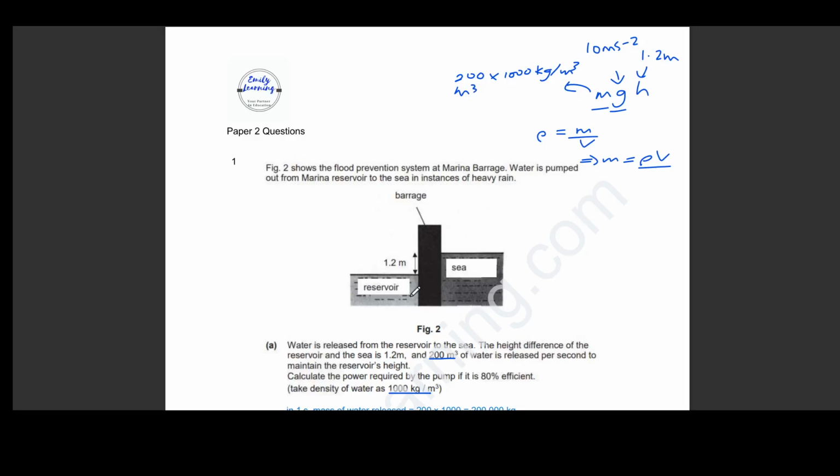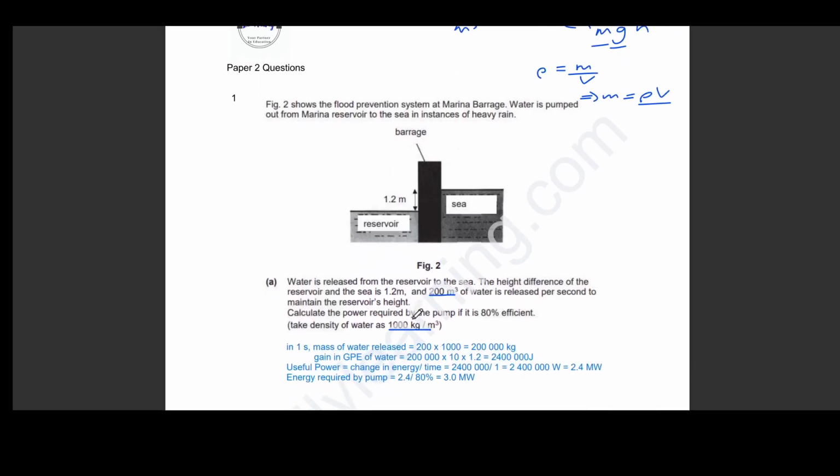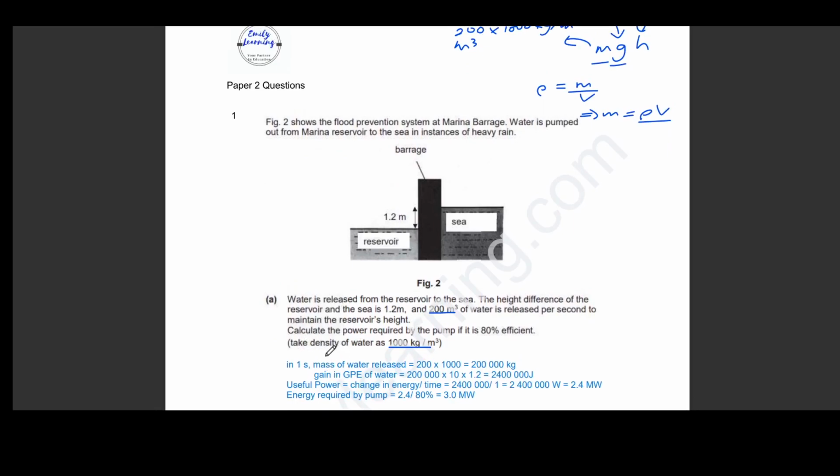Then we know the amount of useful energy that is being supplied by the pump to pump the water up 1.2 meters. In 1 second, the mass of water released is 200 meter cube times 1000 kg per meter cube, which gives us 200,000 kg. So we found the mass of water being released. Next we are going to find the gain in gravitational potential energy, which is equals to mgh. m is 200,000 kg, g is 10, and h is 1.2.